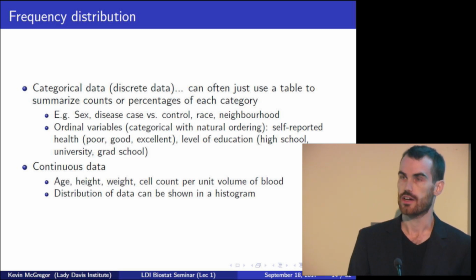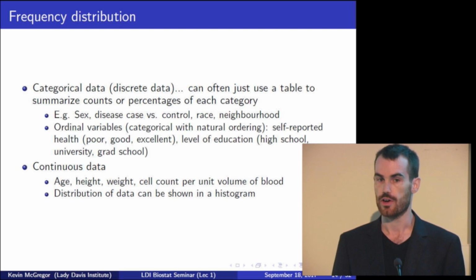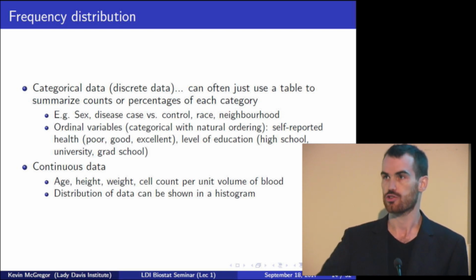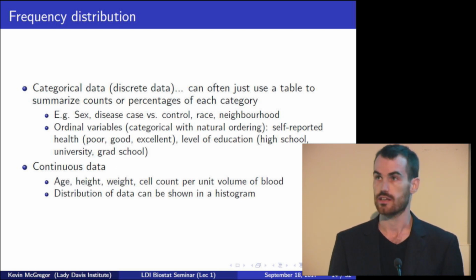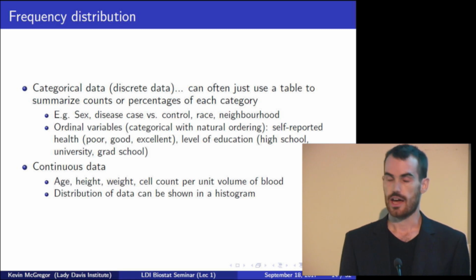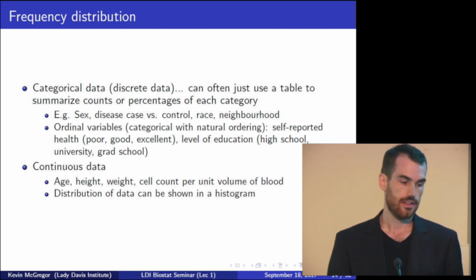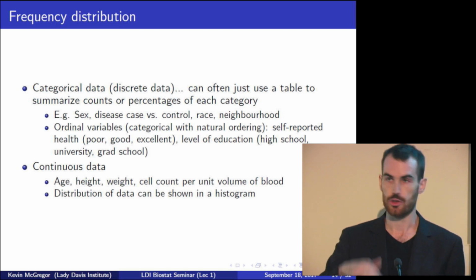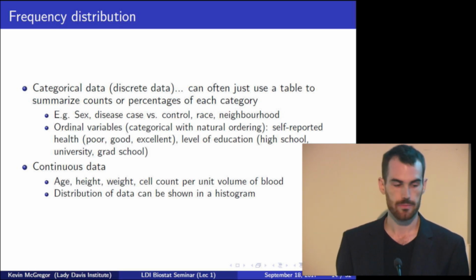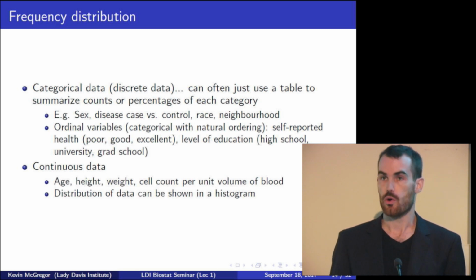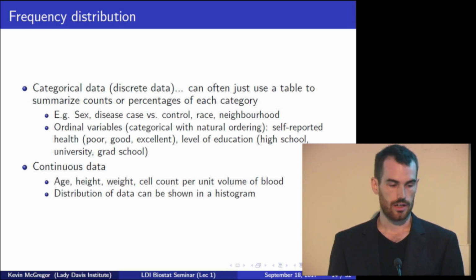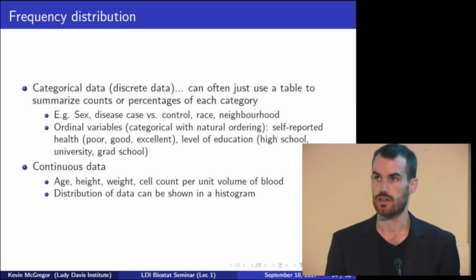There's a special kind of categorical variable that we call ordinal variables. These are categorical variables that actually have some sort of natural ordering. If you're doing a survey and taking self-reported health, and the choices are poor, good, and excellent, that has a natural ordering. Poor is the worst, good is in the middle, and excellent is at the top. Same with level of education: high school, university, grad school, that sort of thing. When we analyze ordinal data, we can usually do a slightly different sort of analysis than we would with purely categorical data.